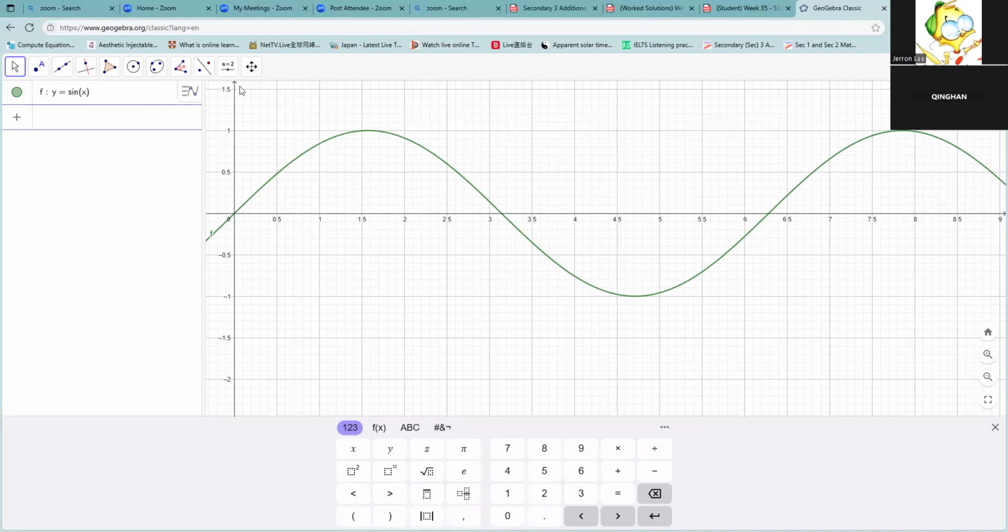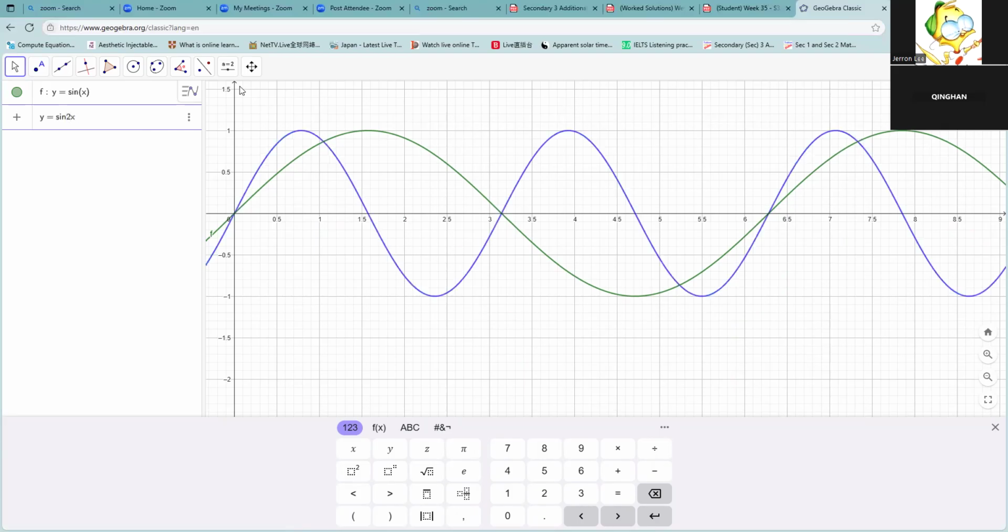Now I'm going to increase the frequency, okay? What does it mean by increasing the frequency? So observe this with me. I'm going to increase it by maybe 2, okay? So what does it mean? If I increase the frequency, it looks like this.